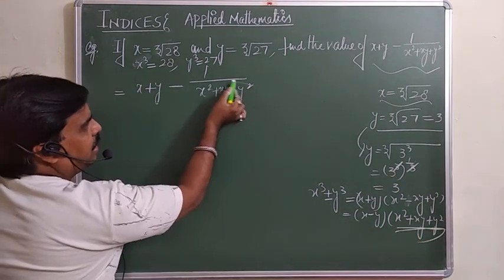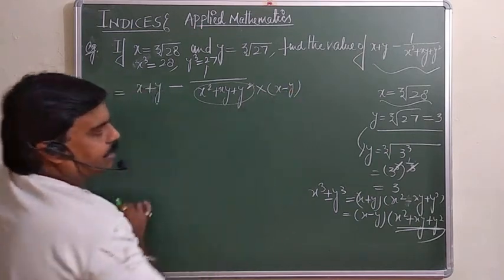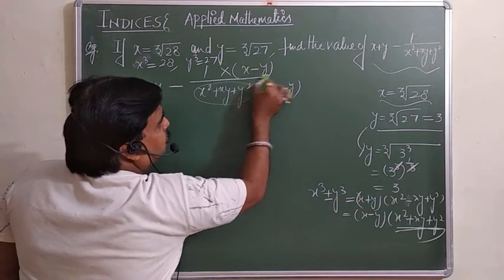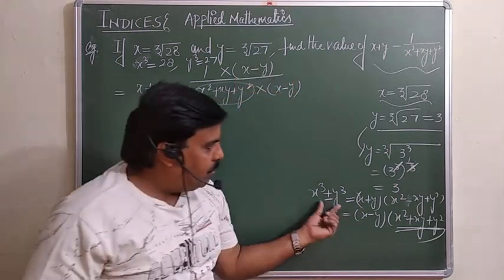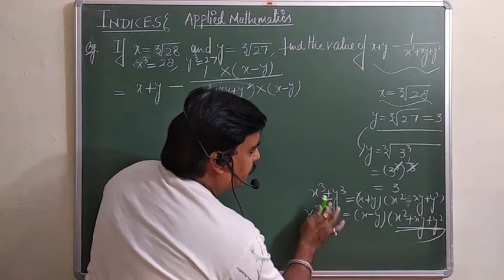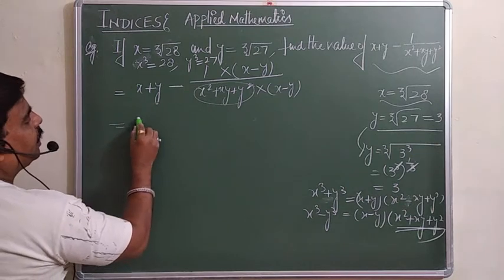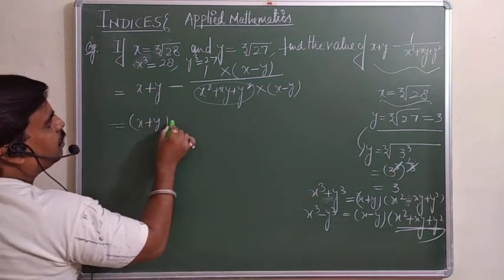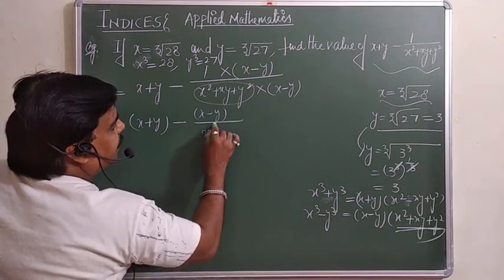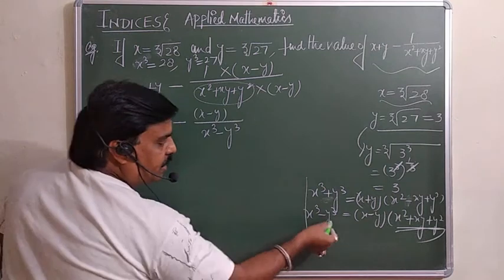It means here in the numerator and denominator, if you multiply by x minus y, you are supposed to multiply the same term in the numerator too. So what will you get? You will get one of the formulas there, that is x cube minus y cube. In place of this one, you can write down (x plus y minus 1)(x minus y) over x cube minus y cube, just by using this trick.